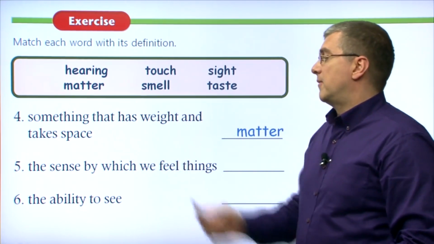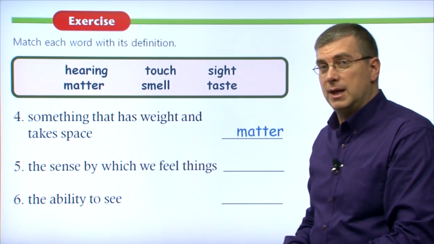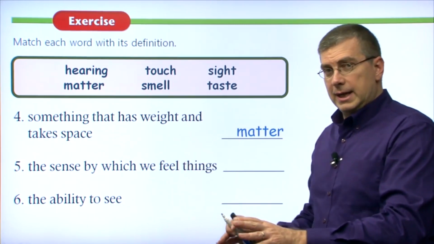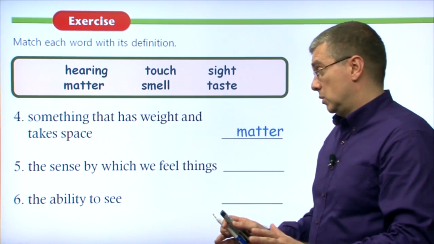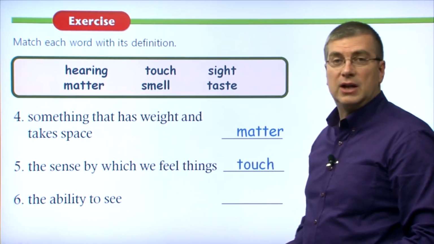Okay, number 5, the sense by which we feel things. So if you feel something, is it hot? Is it cold? Is it soft? Is it rough? Is it smooth? The sense that we're talking about here is, of course, touch.